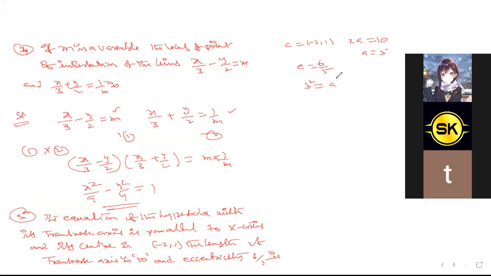B square is equal to what? A square into e square minus 1. How much is it? A square is 25, 36 by 25 minus 1. Yes, sir. B square is 11. So shall we write the equation directly? X plus 2 whole square by 25 minus y minus 1 whole square by 11 is equal to 1. Is it okay, sir? Yes, sir. Okay, we'll move on to the next one.